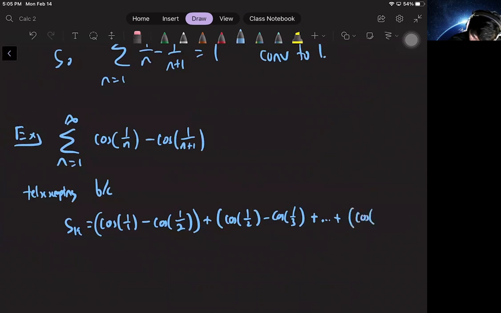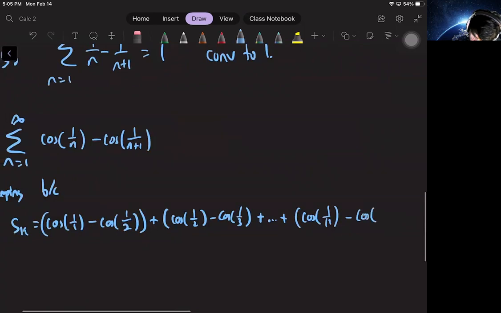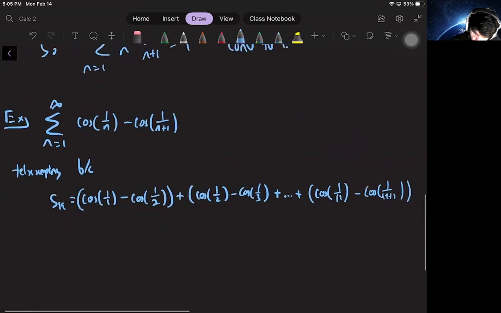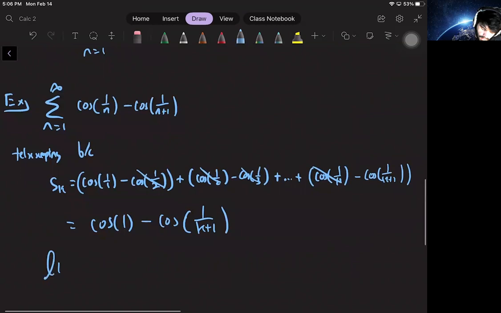So cosine of 1 over k minus cosine of 1 over k plus 1. Same exact situation. These are going to cancel in the middle again. And so you just get cosine of 1 minus cosine of 1 over k plus 1. And then you take the limit as k goes to infinity.